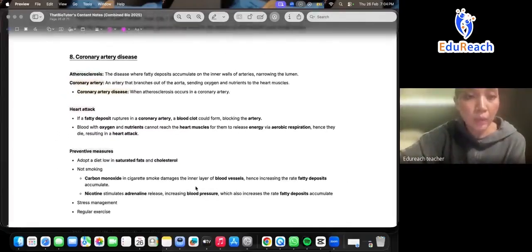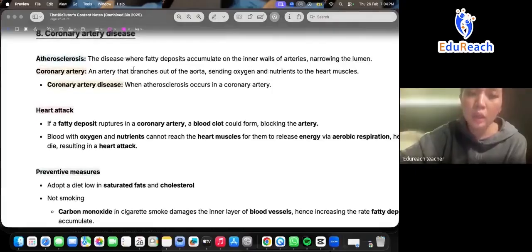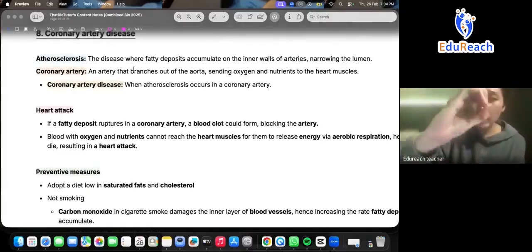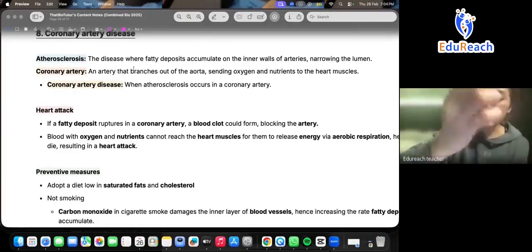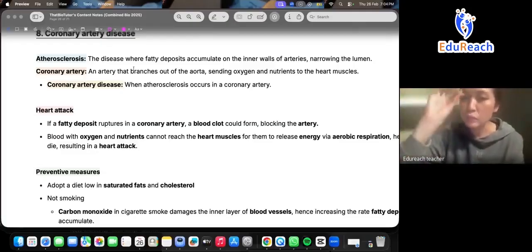Then lastly, we have coronary heart disease. What is it? Arteriosclerosis. When fatty deposits accumulate on the inner walls of our arteries, narrowing the lumen. So at first, our arteries have the space, but when fatty deposits accumulate inside, the space in between the lumen is very small.